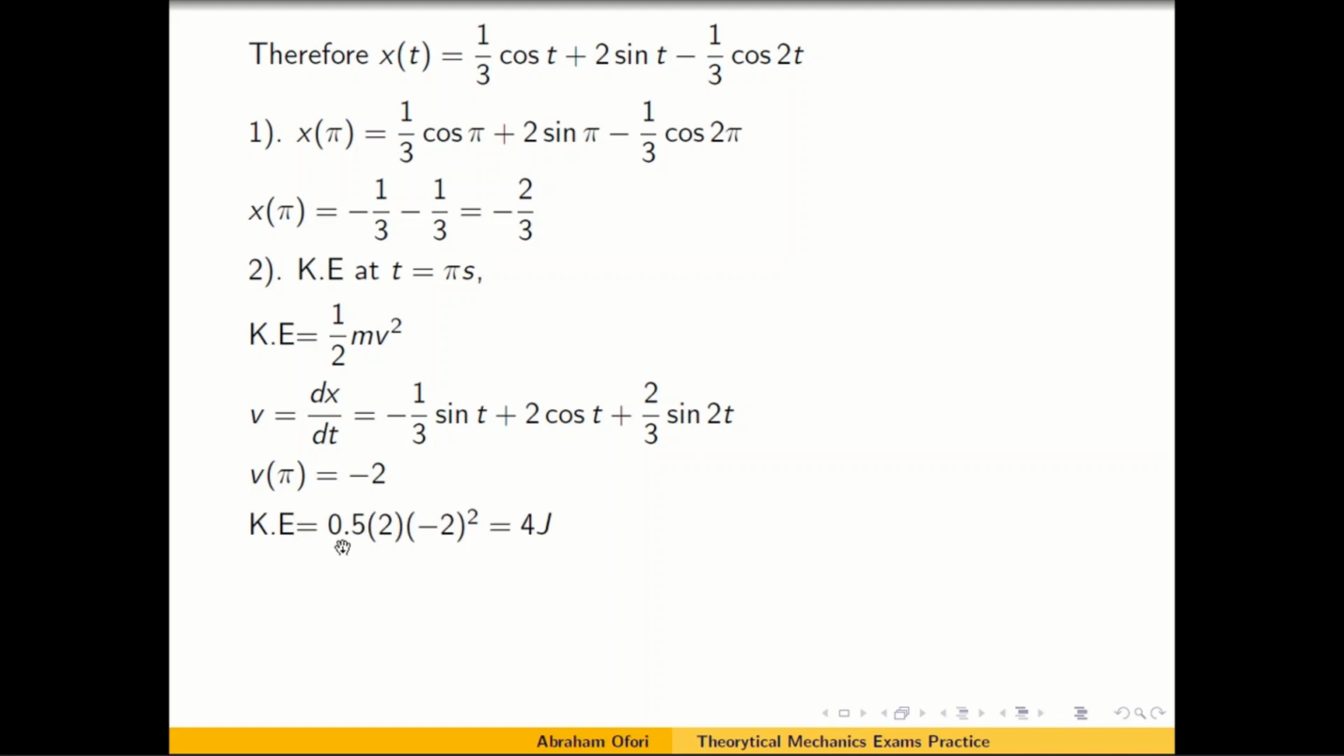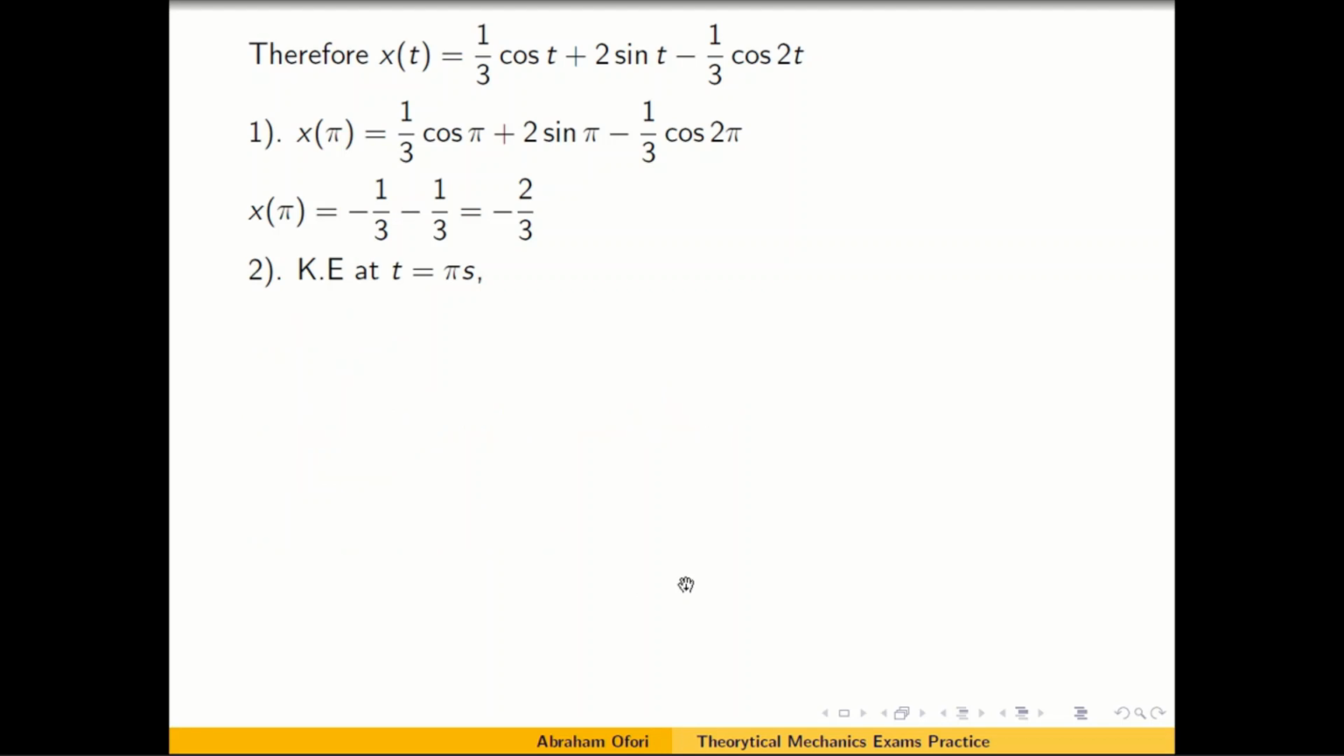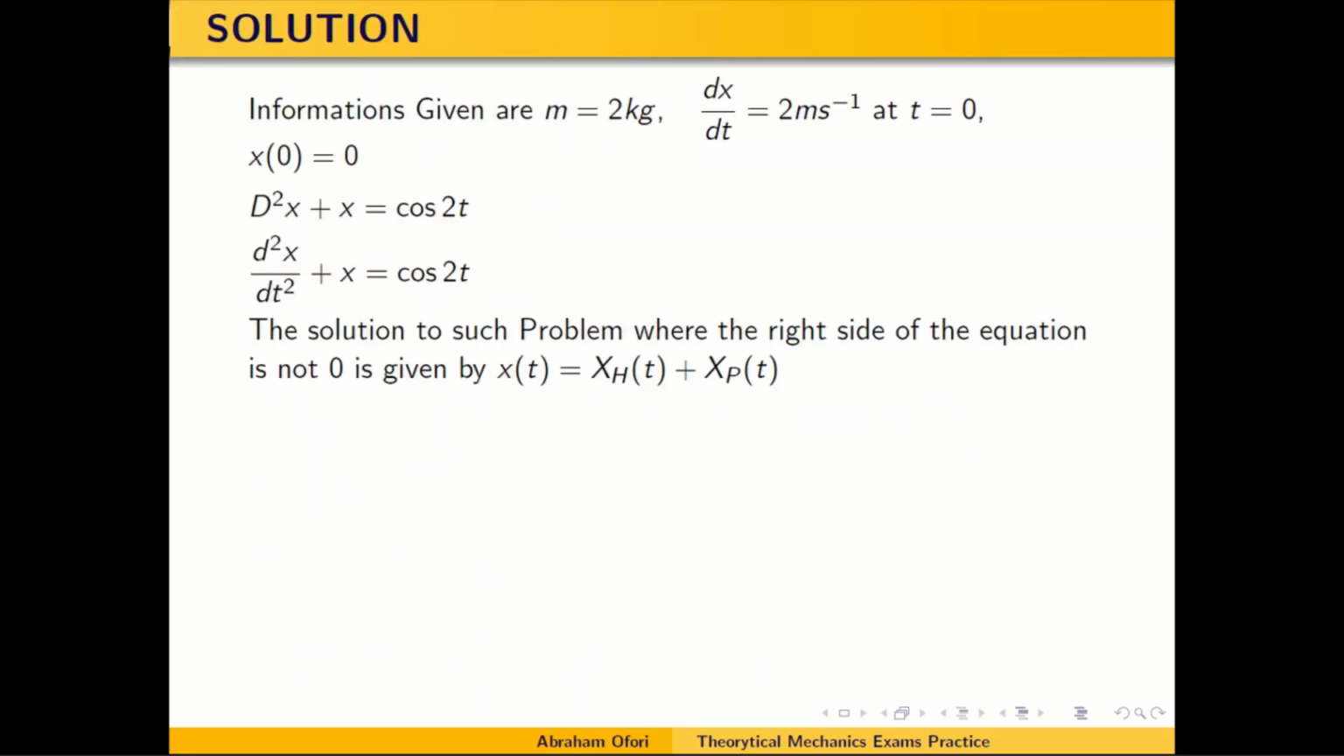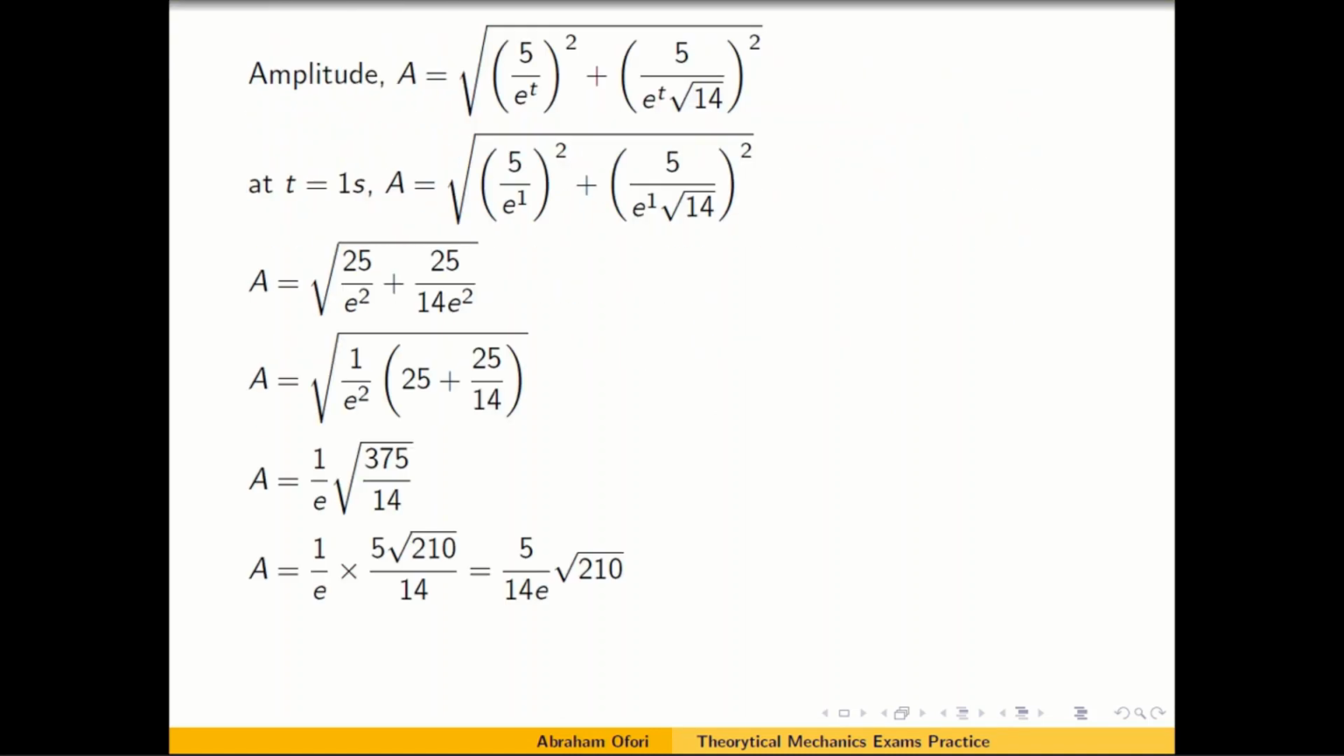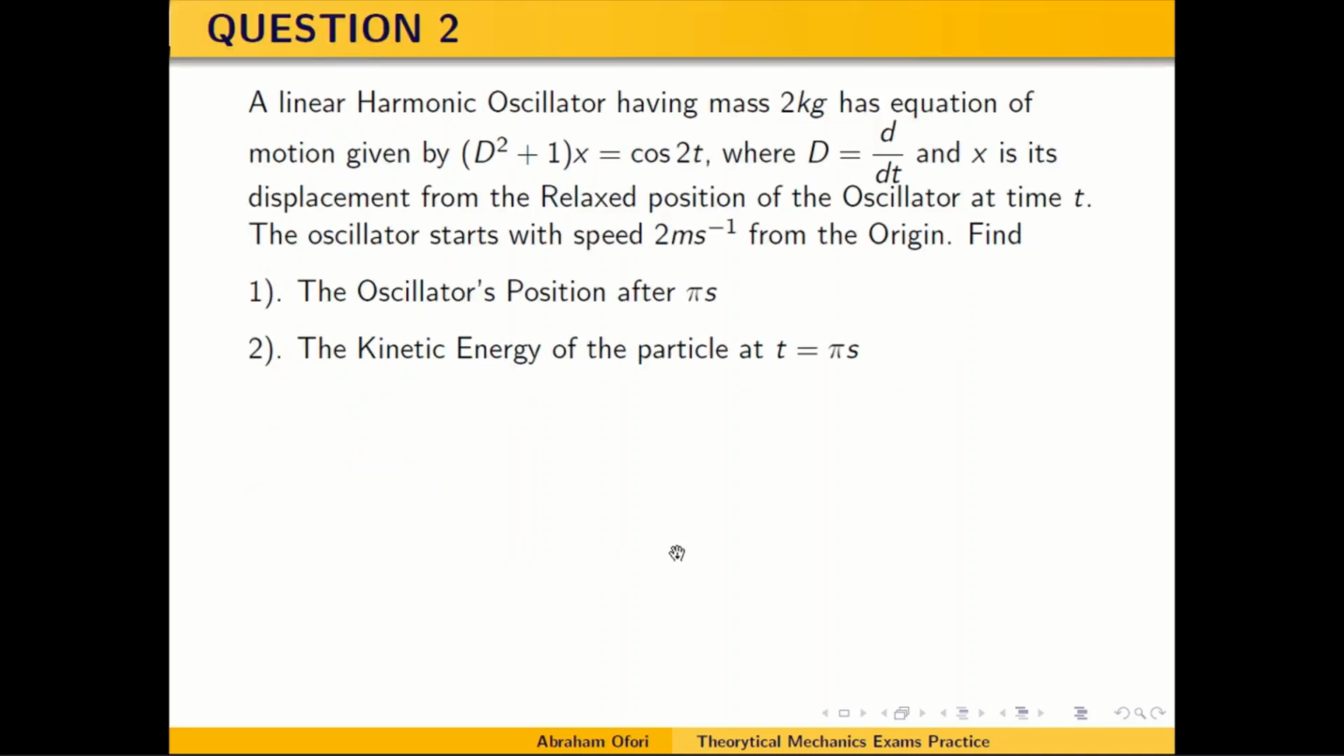My KE is equal to what? 0.5, that is a half, times the mass. Mass was given in the question, which is 2 kilogram, times the velocity squared. And this half will take care of this 2. I'll be left with negative 2 squared, which is 4 joules. So that is the solution to the question that we're given.